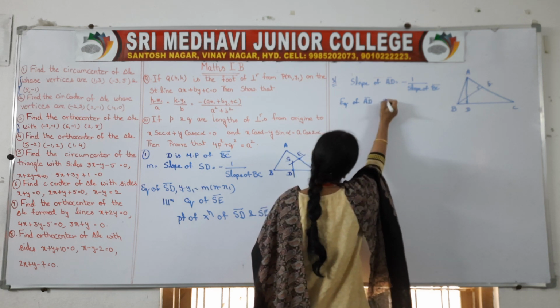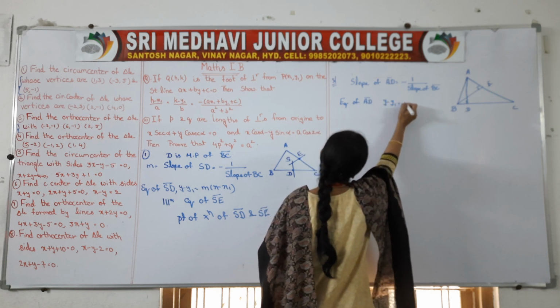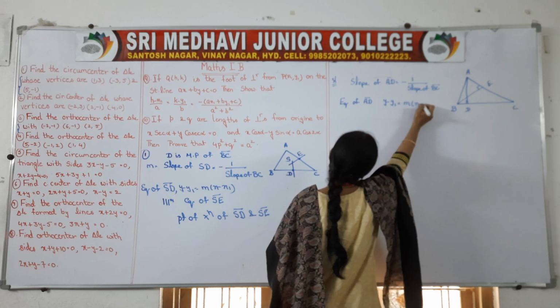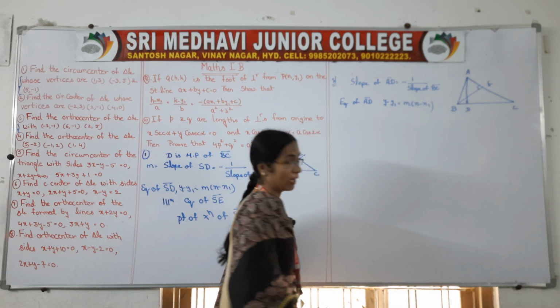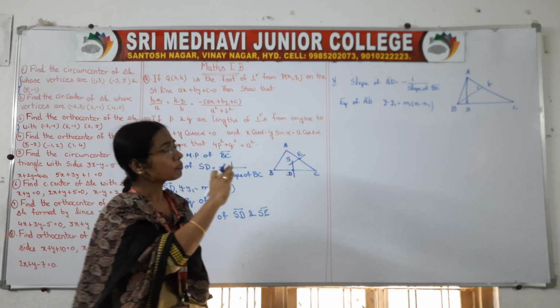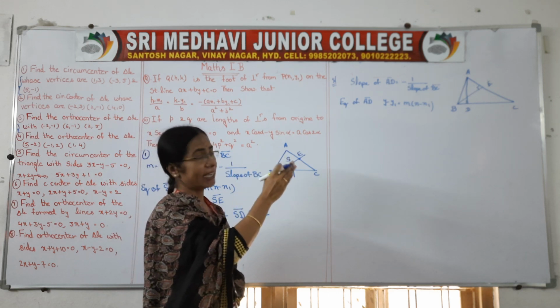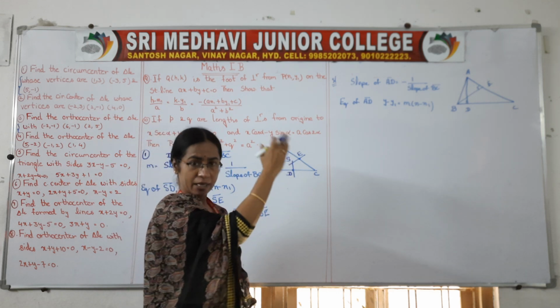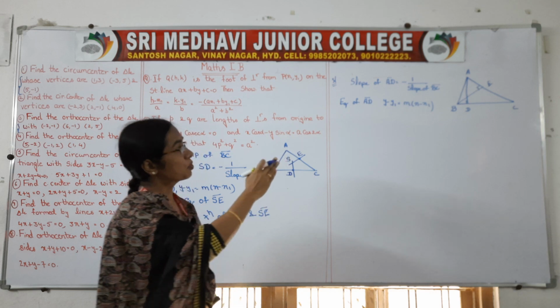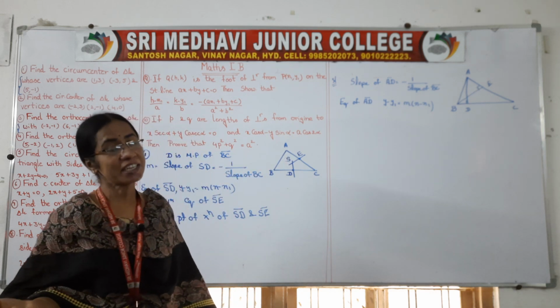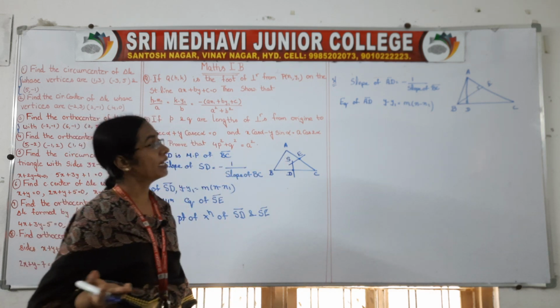By using the formula y minus y1 is equal to m into x minus x1, you take the point as nothing but A, since that line passes through A, and substitute. You will get your AD line equation. Very simple, right?